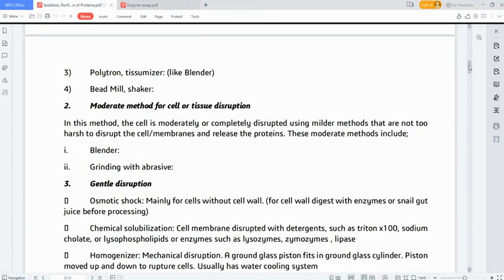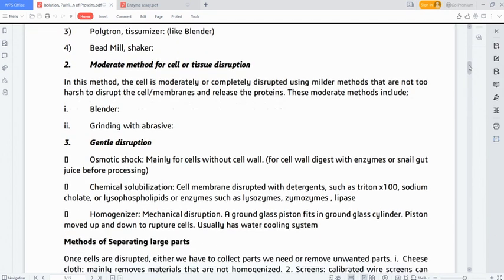Now we have a moderate method. Most of the times we make use of a blender, we grind with abrasive, you use a mortar and so on. So you do it manually most of the times. It is a moderate method of breaking open the cells.